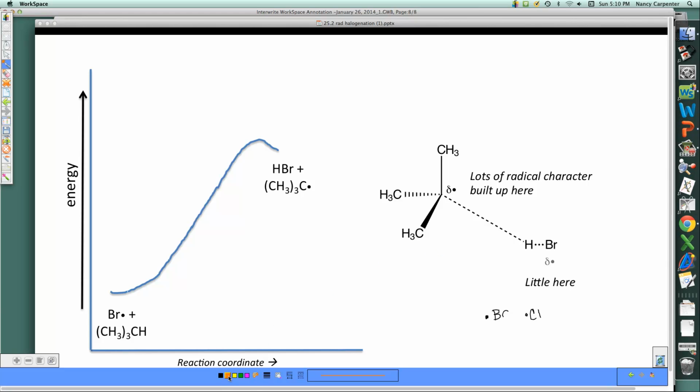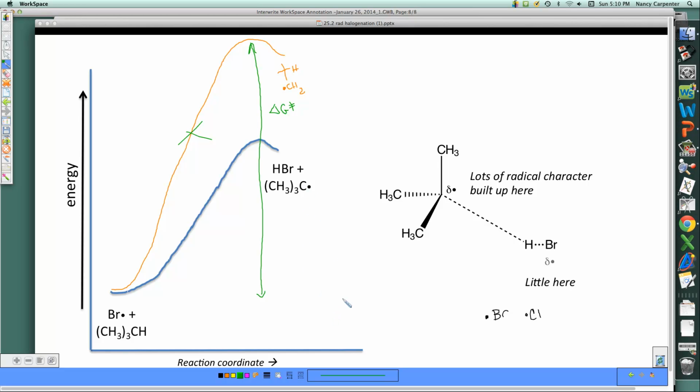So when it comes to radical stability and plucking off a hydrogen, if that Br dot was going to pluck off a primary hydrogen, whoa Nelly, that would be a much bigger energy of activation. Much slower, lots of selectivity in the bromination reaction.